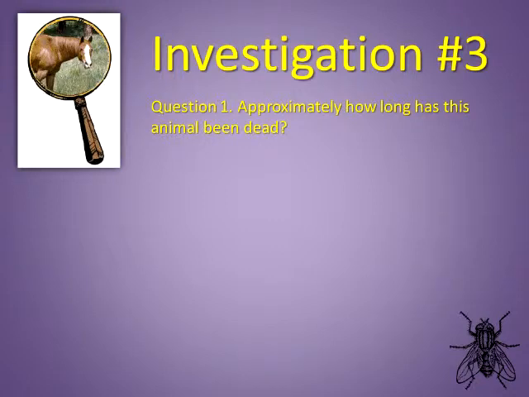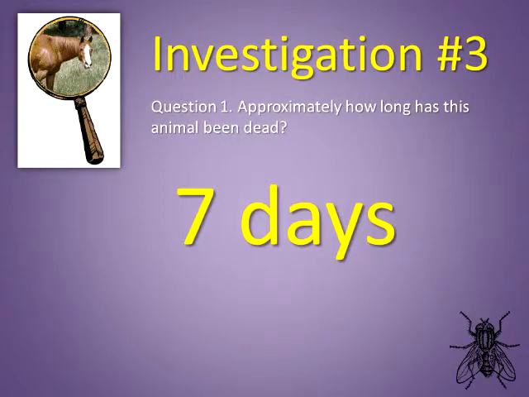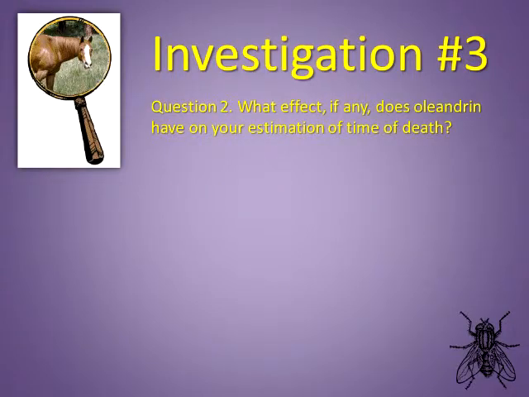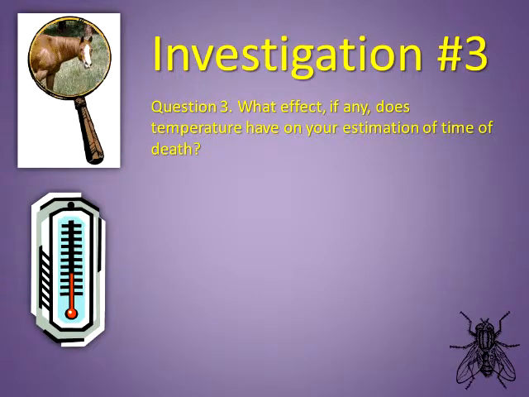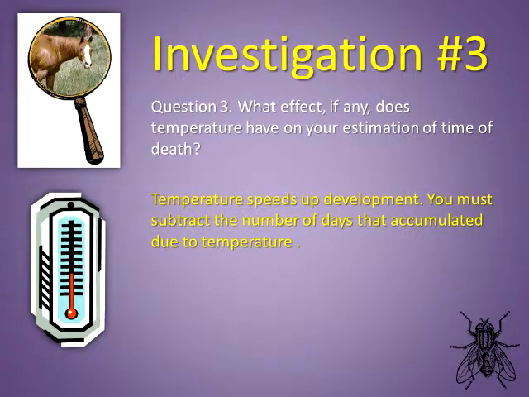Question 1. Approximately how long has this animal been dead? 7 days. Question 2. What effect, if any, does oleandrin have on your estimation of time of death? Oleandrin speeds up the development of blowfly larvae by 2 to 3 days. Question 3. What effect, if any, does temperature have on your estimation of time of death? Temperature speeds up development. You must subtract the number of days that accumulated due to temperature.